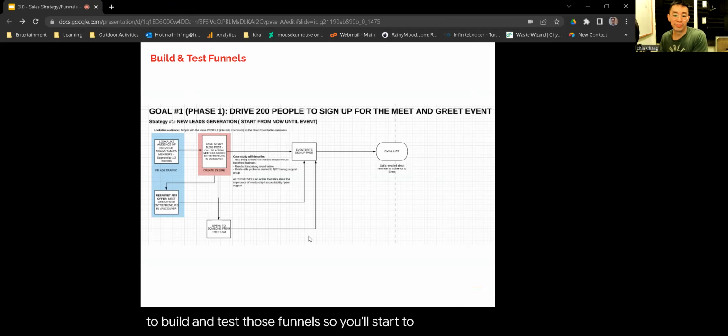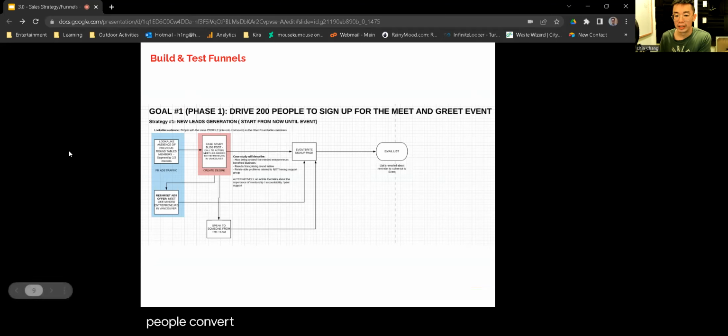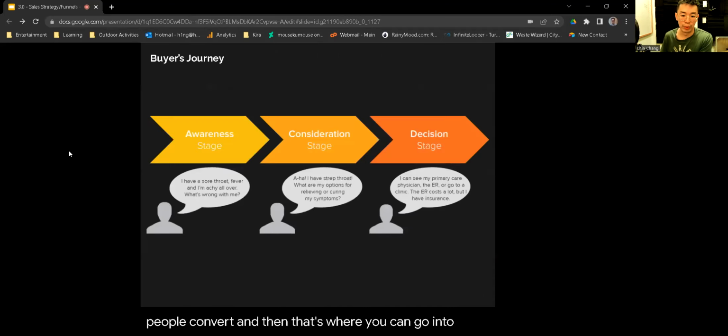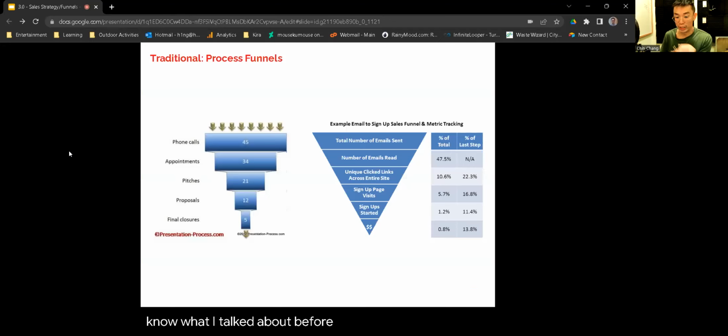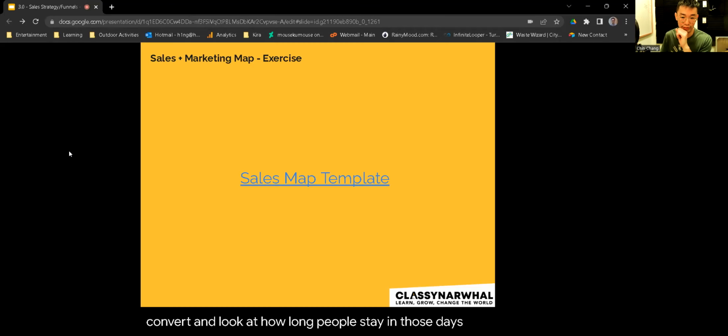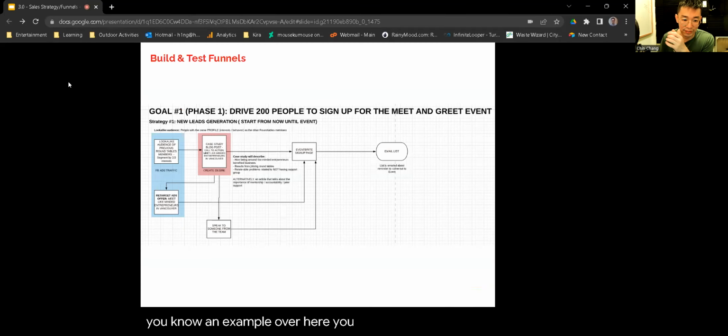So you'll start to create funnel after funnel, and you'll see, do people drop off? Do people convert? And that's where you can go into what I talked about before, where you look at these funnels, you look at percentages in terms of how people convert, and you look at how long people stay in those stages. An example over here: we're going to run a campaign with Facebook ads. From there, people read, let's say, a blog post or case study. If they don't, we retarget them. If they do, we want to get them to speak to someone from the team, and then sign up for an event.